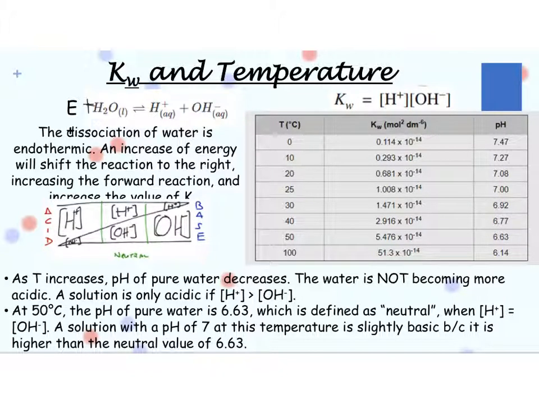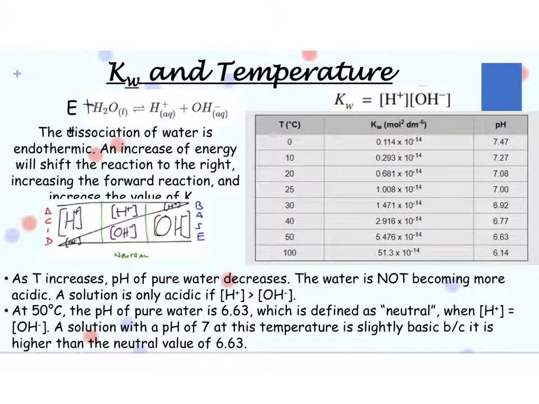Okay, so what this all basically means is that as our temperature is changing, our pure water is not becoming more or less acidic. It just means that our concentrations of our H pluses and our OH minuses are changing. So where we define neutral is changing.